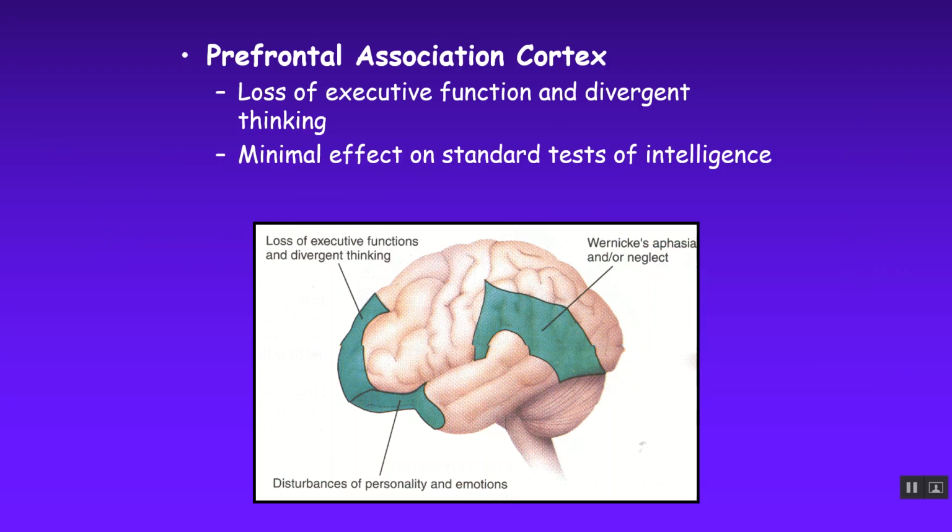Prefrontal, the prefrontal association cortex, this area all up in here. This is where you have loss of executive function and divergent thinking. They can't think outside of the box. They're very one-tracked. They can't make great decisions in the first place. However, it has minimal effects on standard tests of intelligence, like doing calculations, or even short-term memory. Those things are not too impacted.